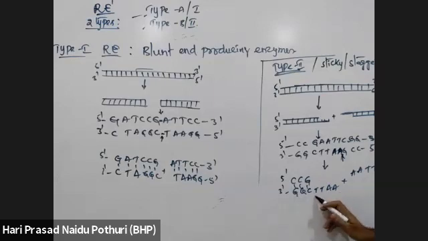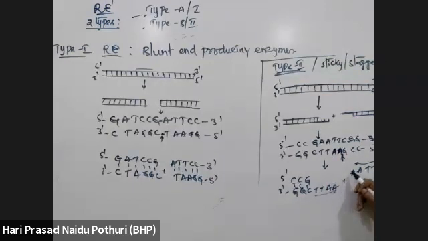This fragment has a TTAA towards the terminal. This fragment also has the same TTAA towards the terminal. As the TTAA is present towards the terminal, this terminal can combine with this. So that A, T, A, T, T, A, T, A.